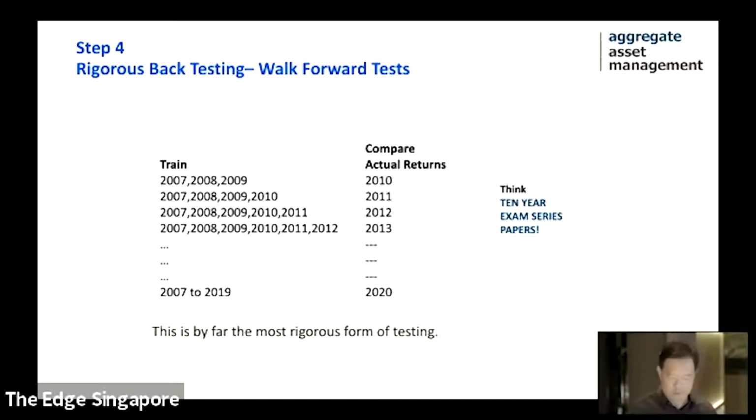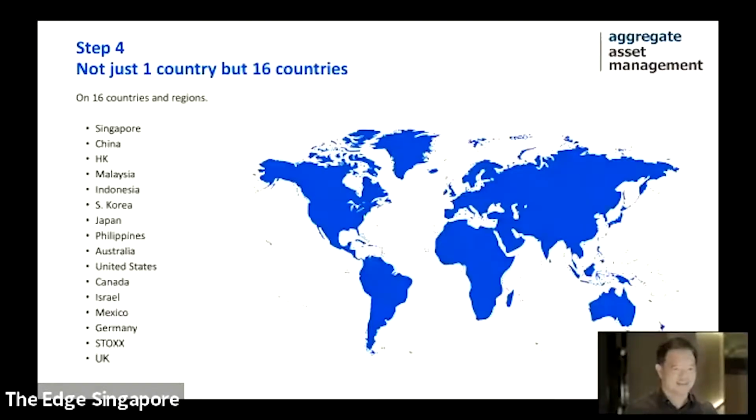We call it the walk forward testing, but that's not good enough. We want to test our machine learning to the point of failure, right? So every country has its own characteristic, the stock market characteristic. Not good enough. We want to do it in 16 countries. That is how rigorous our back testing is. So Singapore, China, Hong Kong, Malaysia, so on and so forth, Germany, and we even include STOXX, which is a European index. So we want to test it.